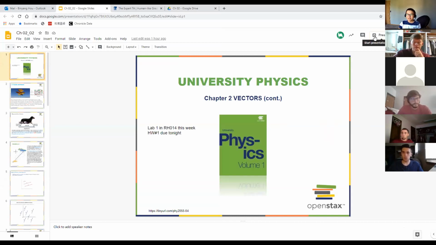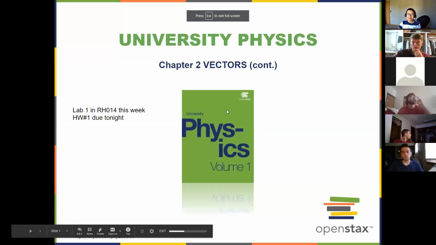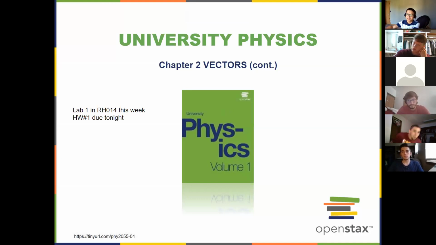So a couple of reminders here. Starting from this week, you guys will have labs. Lab 1 this week is basic measurement and the uncertainty stuff. You will be measuring a few different objects today, and some of you on Thursday. And then also some volume and mass measurement for water.